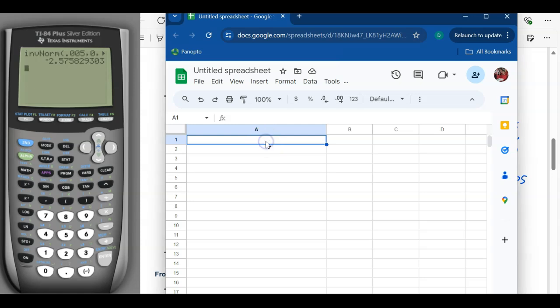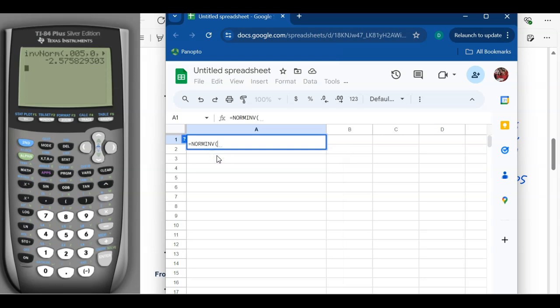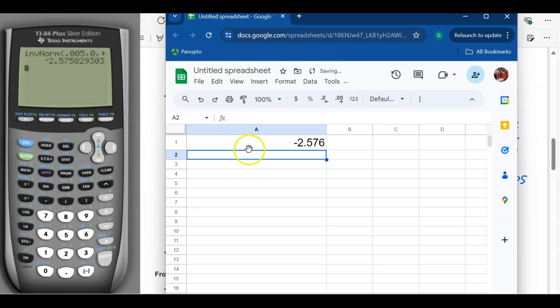If I wanted to do the same thing with a spreadsheet, I would just have to type equals first, norm.inv, or just inv. Put in the area to the left of the number. So again, 0.005, and then comma. What's your mean? You can click on this little question mark to get the order. So what's your mean? Comma, what's your standard deviation? All right, and then there's that number to 3 places.